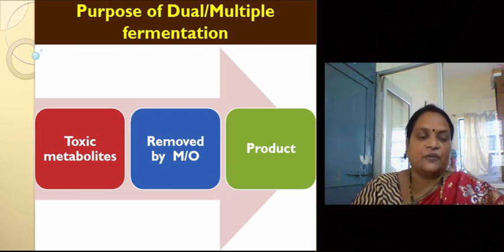Toxic metabolites are produced during growth. These toxic metabolites are removed by using one microorganism. The conditions are now suitable for product accumulation and therefore the product will be produced with high efficiency.